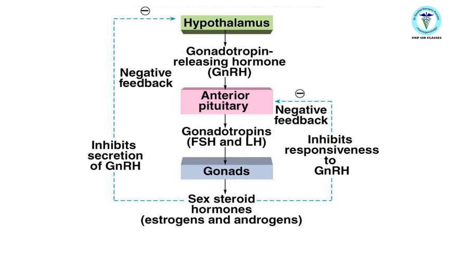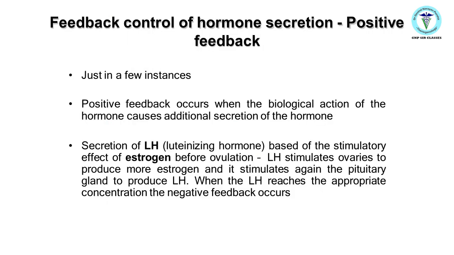Hormone receptors can be located on the cell surface or inside the cell. Cell surface receptors generate second messengers, while intracellular receptors alter gene expression. These mechanisms ensure precise regulation of physiological processes. Hormone secretion is tightly regulated by negative feedback mechanisms.